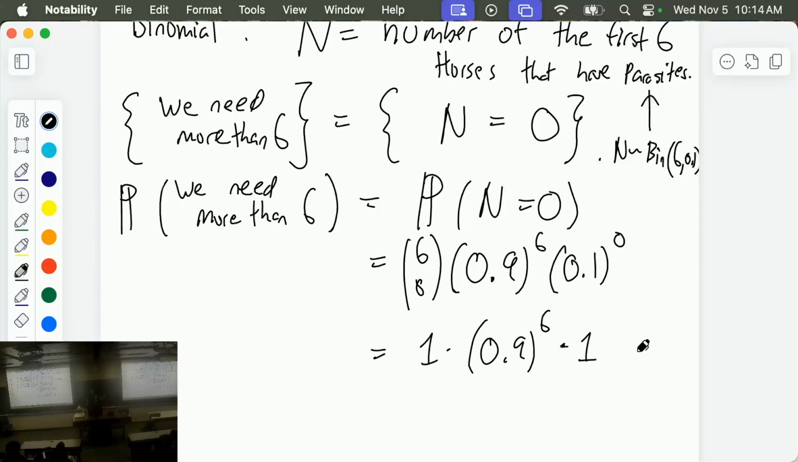I personally think the geometric is more intuitive for this problem. Of course, this is also perfectly fine. So yes, a good alternate solution. Great question. Yeah, question here.